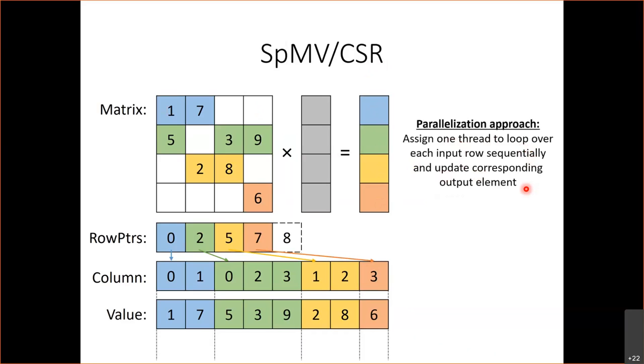Now, this looks like this. We have a thread for each row that starts at the first non-zero of each row. If you look at what this looks like when we're going through our values array, we're going to have the first thread starting here, the second thread starting here, the third thread starting here, and then the fourth thread starting here.